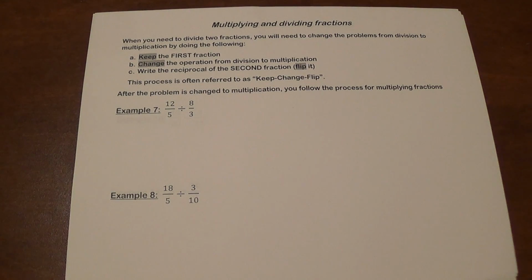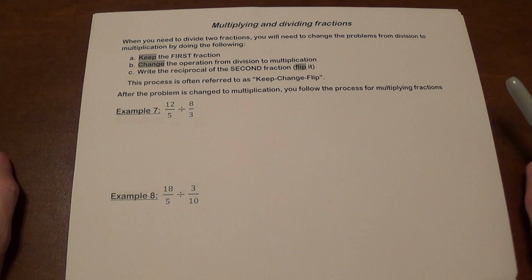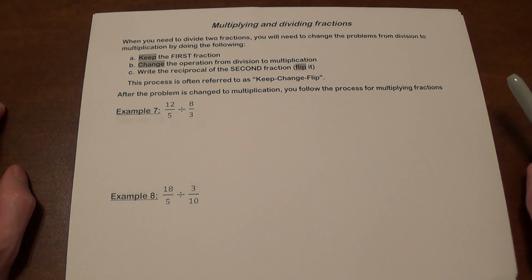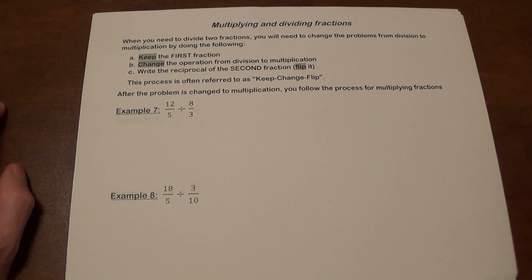What about division? So when you divide, you will need to do the following process. You are basically going to convert this problem from division to multiplication. So you're going to keep the first fraction, you're going to change your operation from division to multiplication, and then you're going to write the reciprocal of the second fraction. You're going to flip it. This is often known as keep, change, flip. And once the problem is changed to multiplication, you are going to use the same process we just used earlier. So let's go ahead and take a look.